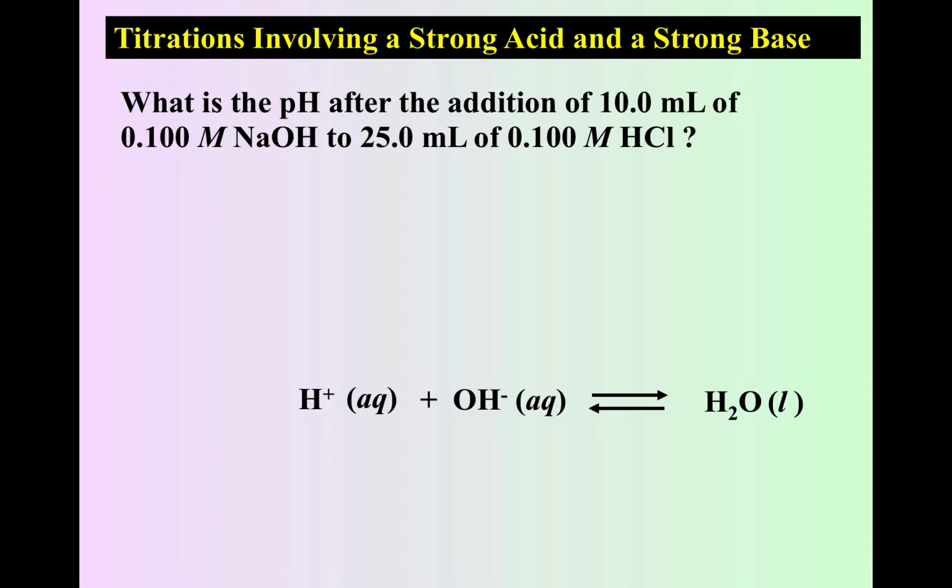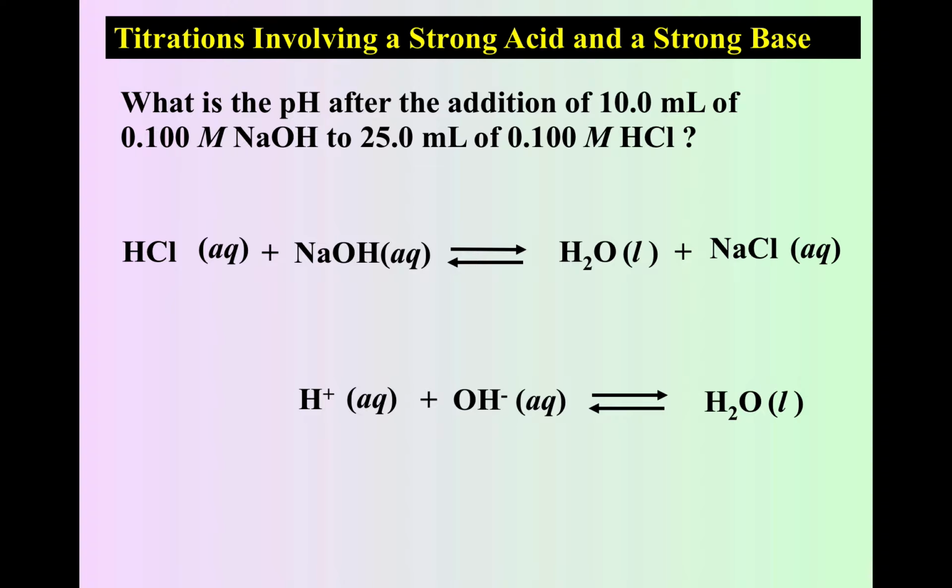So what's the pH after the addition of 10 milliliters of 0.1 molar sodium hydroxide to 25 milliliters of 0.1 molar hydrochloric acid? If I'm given milliliters and the molarity, I can multiply milliliters by molarity and get how many millimoles of each of these I'm reacting.